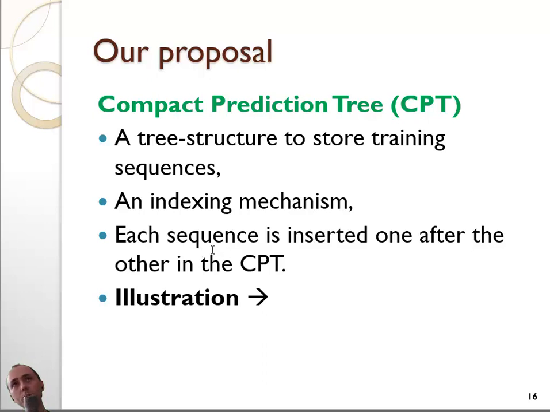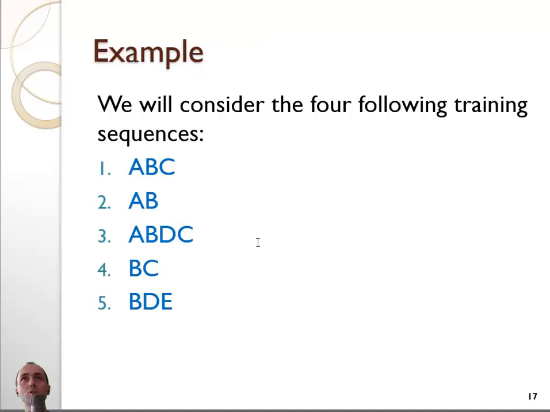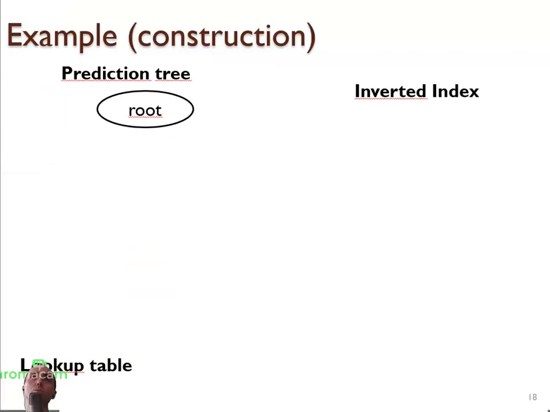To build the model, each sequence will be inserted in the model one by one. You will see with the next example. I will show you how it works, how to build a model and then how to do prediction. It's really simple, you will see. Here we have 5 training sequences: A, B, C; A, B; A, B, D; C, B, C; and B, D, E. We want to build the model. First, we take the first sequence. At the beginning, we have an empty model. We have 3 parts in our model.